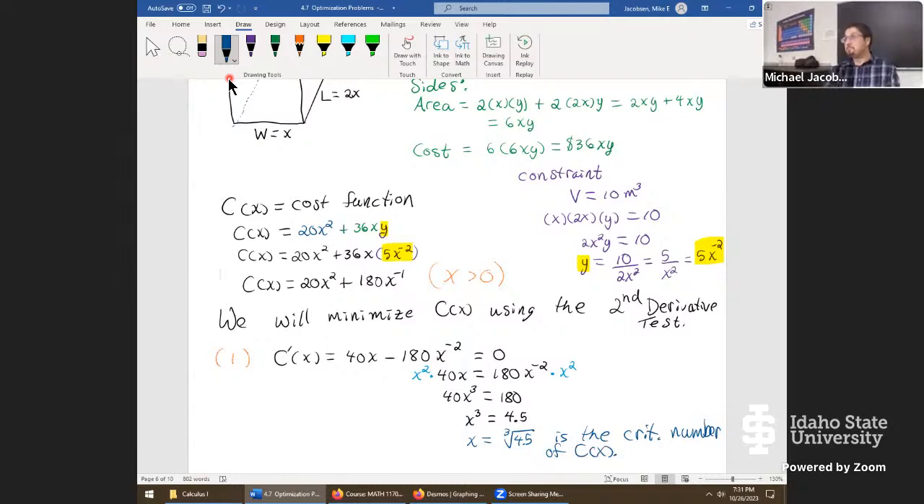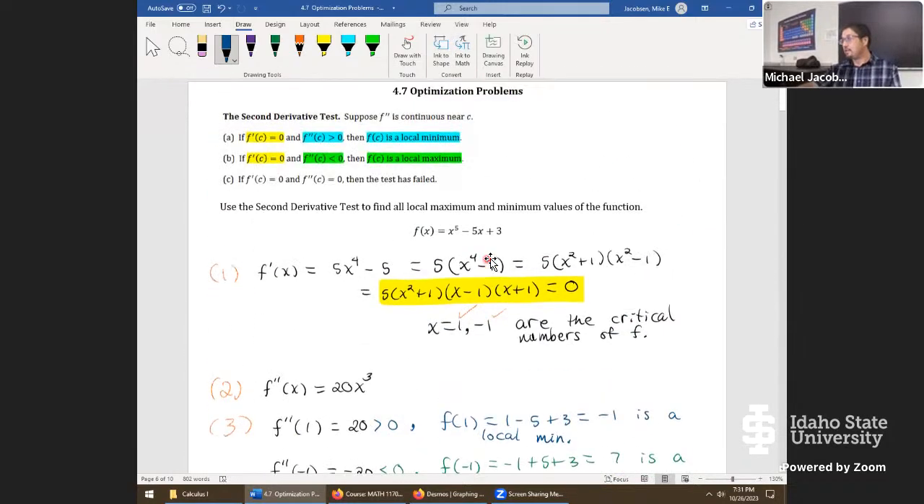So now that we have a critical number, we need to take the second derivative and we need to show that that second derivative, no matter what, is always positive. We need a positive second derivative, not just at the critical number, at all numbers x greater than 0. So that's kind of a wild test. Let's take a look at it for just a moment to see how that goes.